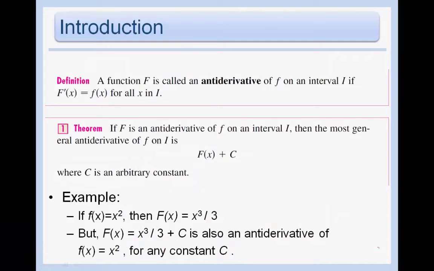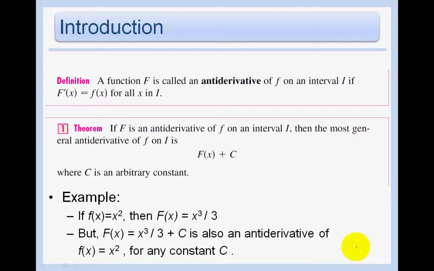A function, capital F, is called an antiderivative of lowercase f on an interval I if the derivative of the antiderivative equals the function for all x in the interval. If capital F is an antiderivative of f on an interval I, then the most general antiderivative of little f on I is capital F of x plus c, where c is an arbitrary constant. And what does this all mean?